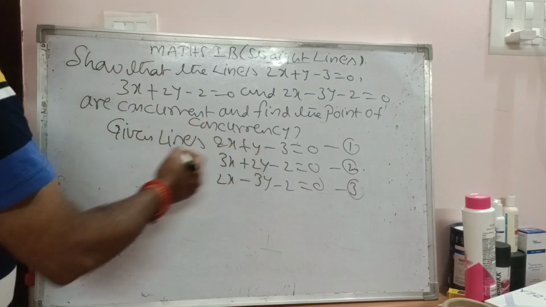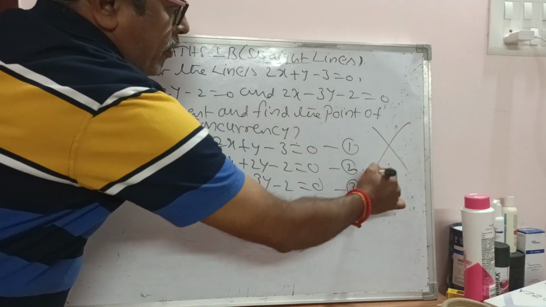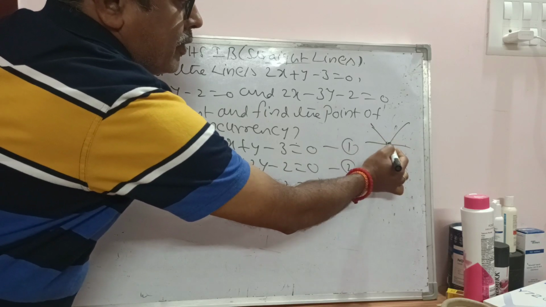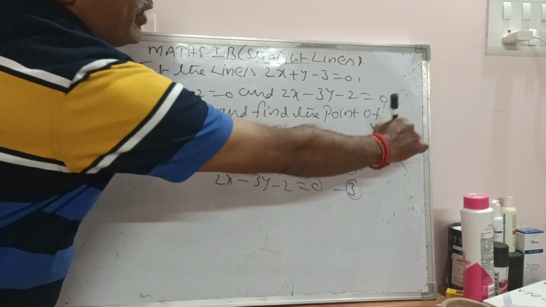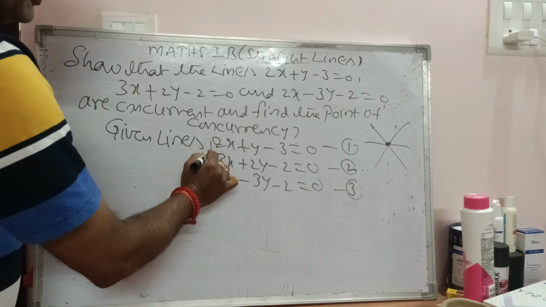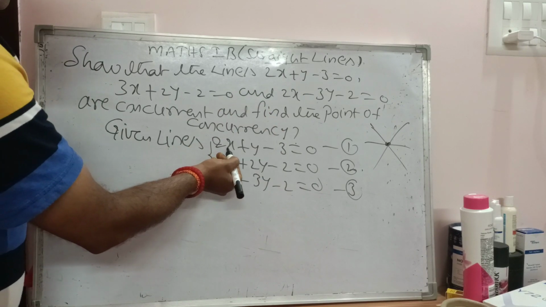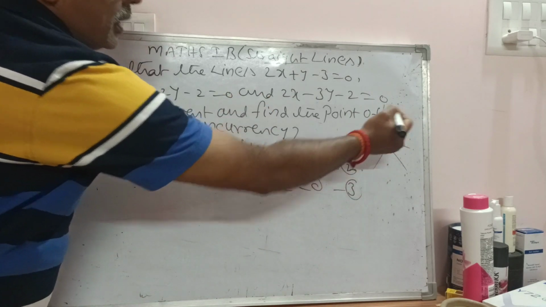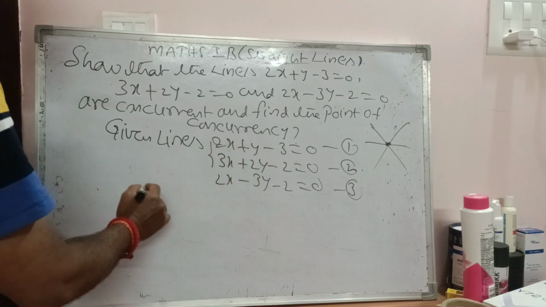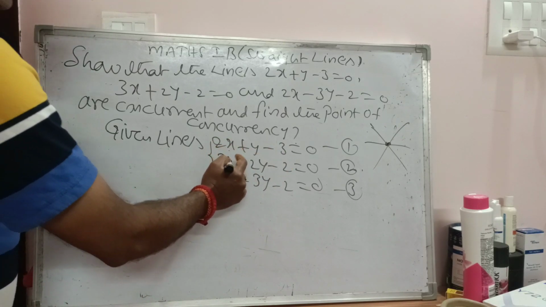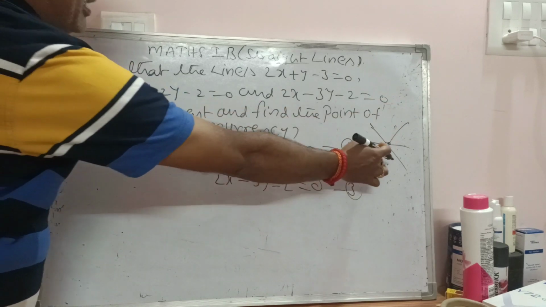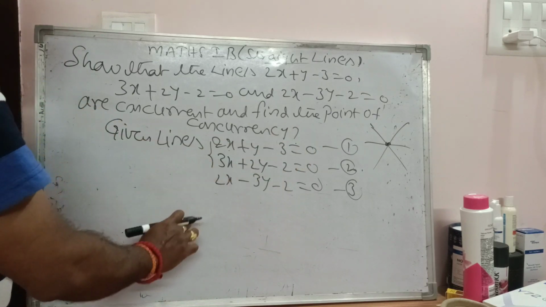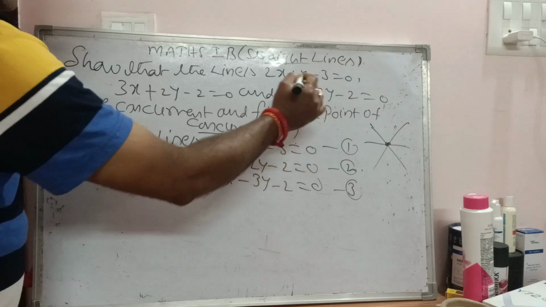Since these three given lines are concurrent, there is one point where these three lines meet. This is the point of concurrency of these three lines. By solving equations 1 and 2, if the point of intersection is substituted in the third equation, we should get 0. Therefore, that is the point of concurrency. By solving these two equations, we will get a point, and that is the point where the third line also meets. Once we substitute this point in the third equation, we should get 0. That is the concept of concurrent lines.